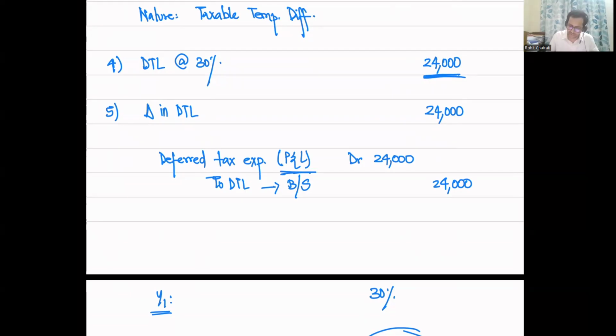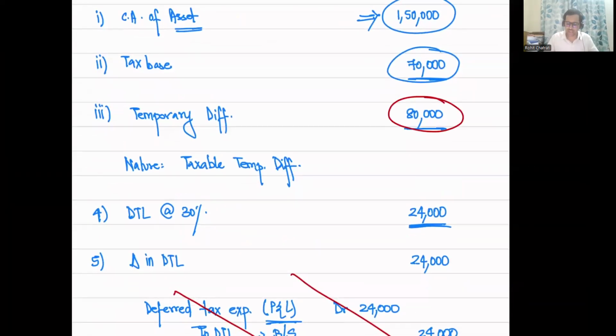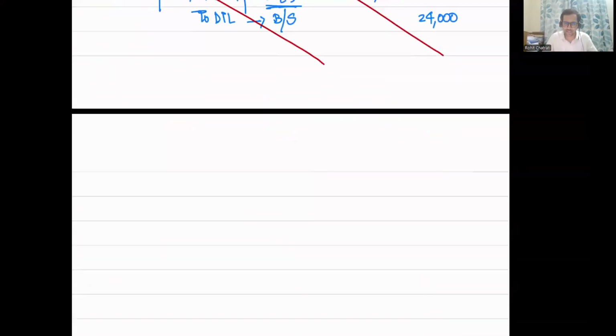But this is actually not the journal entry. Reason being, if you notice, the temporary difference totally is 80,000. I can break this temporary difference into two parts.